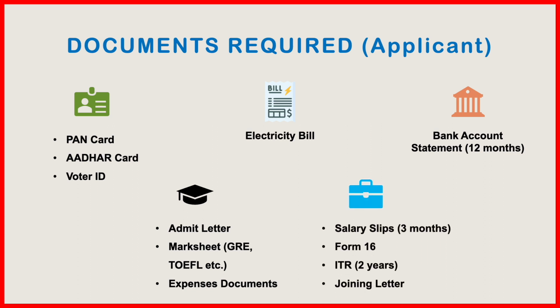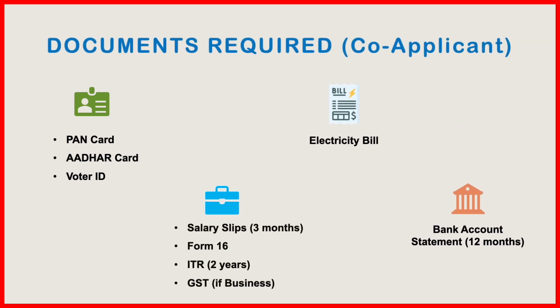If the student is a professional, then he has to provide salary slips of last 3 months or Form 16 or ITR of last 2 years and his joining letter of the company. Along with that, the student also has to provide the documents of the co-applicant. Here, co-applicant can be any blood relative like father, mother, brother, sister or any cousin as well. So, KYC documents of the co-applicant will be required such as PAN card, Aadhaar card and voter ID. Electricity bill will be required from the co-applicant as well.